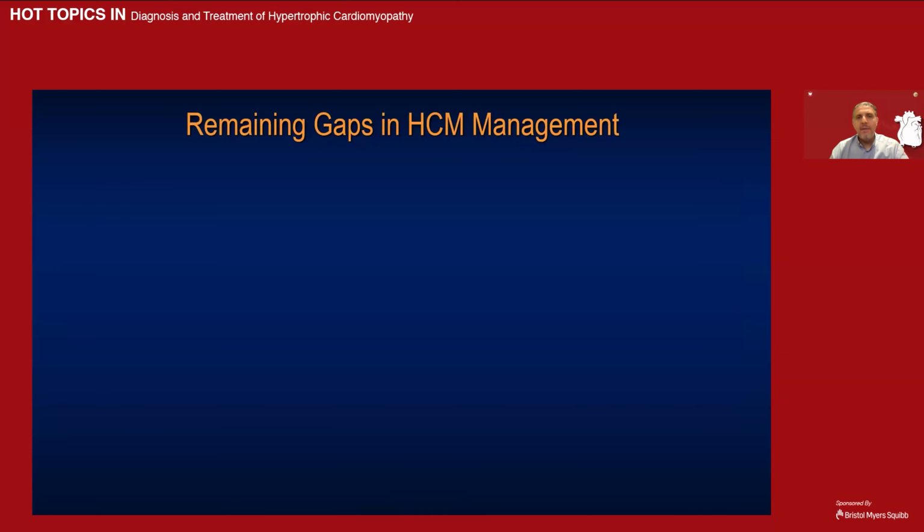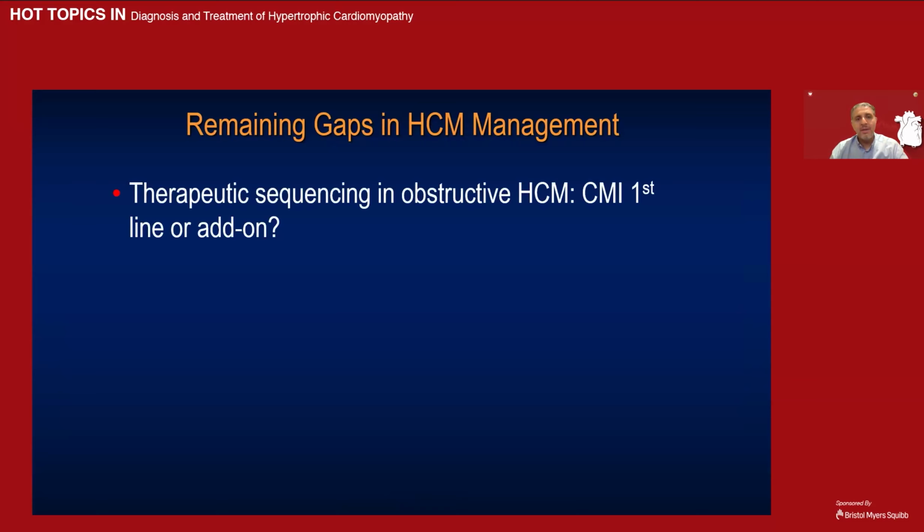Are we done with HCM? The answer is no. There are some remaining gaps that really require additional high-quality data, but the coming years are very exciting in the HCM space. Therapeutic sequencing in obstructive HCM: will CMIs continue to be an add-on therapy, as is the case in current guidelines, or will they move to first line? I personally believe that the quality of evidence will soon become sufficient to recommend CMIs as first-line therapy in symptomatic obstructive HCM patients.